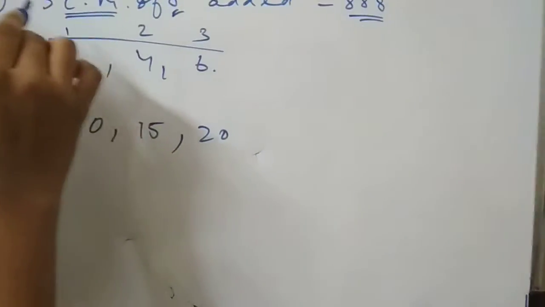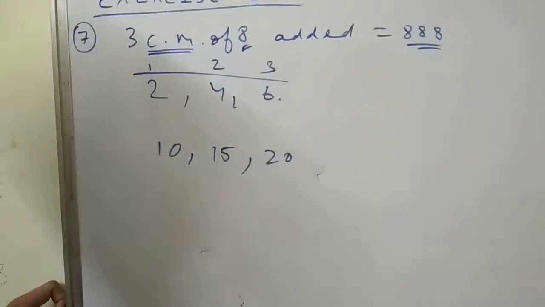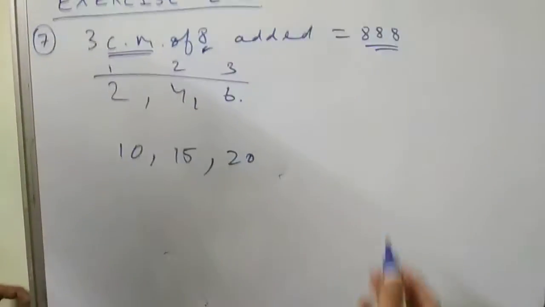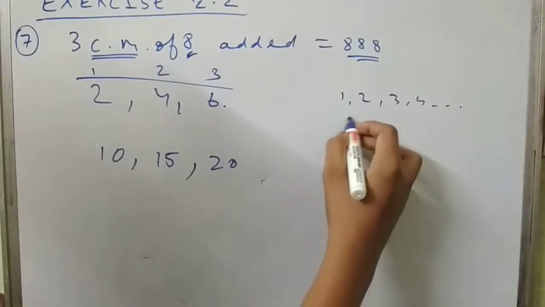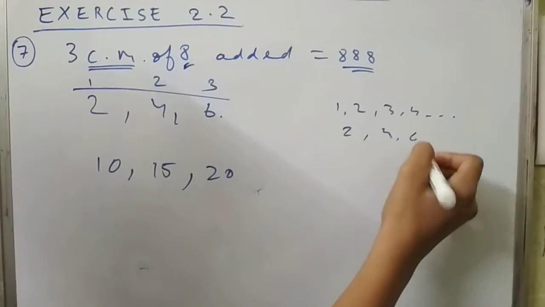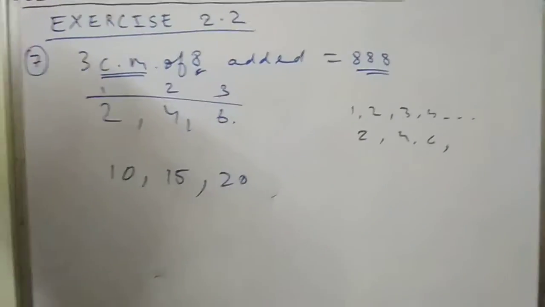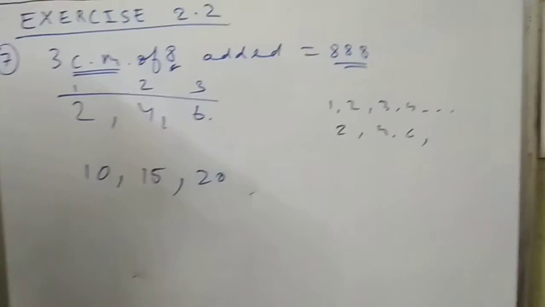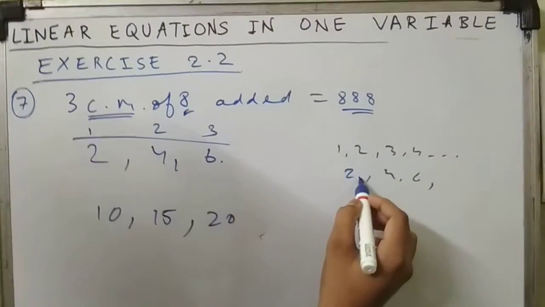Now focus on the top numbers 1, 2, 3. Are they consecutive? Consecutive means one after each other, like 2 comes after 1, 3 comes after 2. It is a continuous series. Or 2, 4, 6, 8. Whatever table you learned in previous classes in primary, 8 ones are 8, 8 twos are 16. That is what consecutive numbers are. How? Because they have a common difference between them.